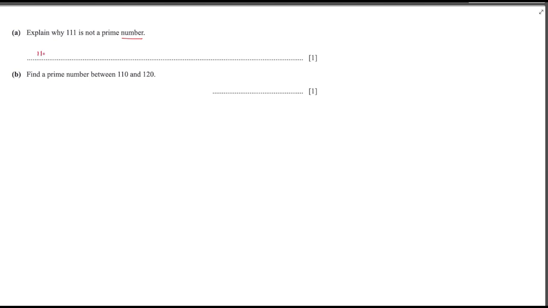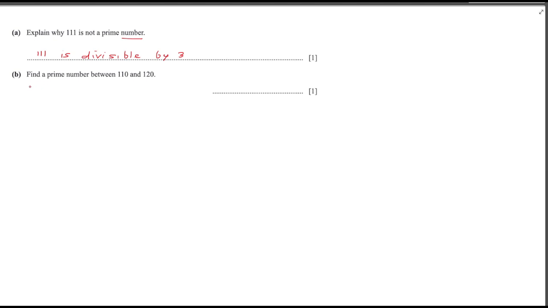Because 111 is divisible by 3. Now it is definitely divisible by some other numbers also, but if I am able to explain that with at least one number, which is not 1 or the number itself, which divides this 111, then my purpose is solved. Find a prime number between 110 and 120.